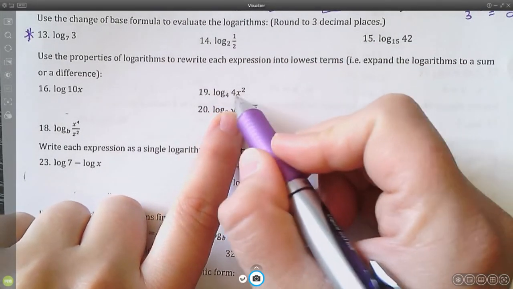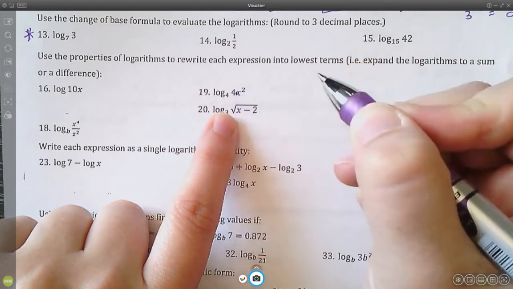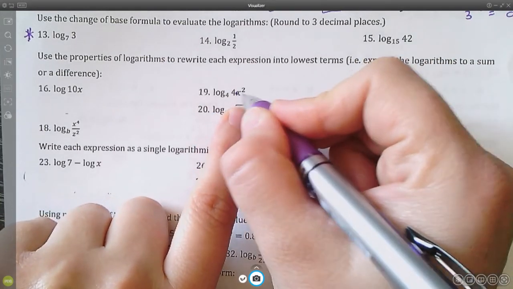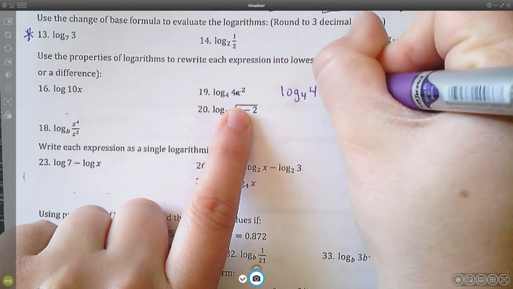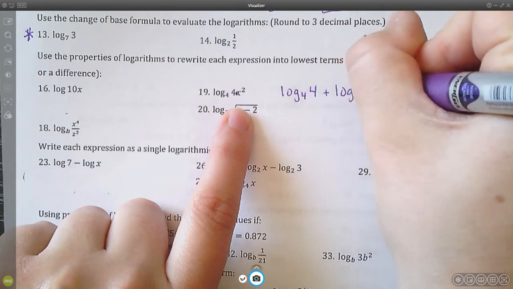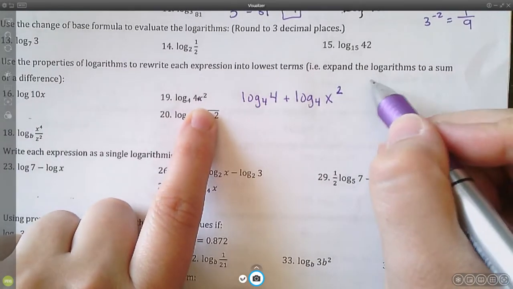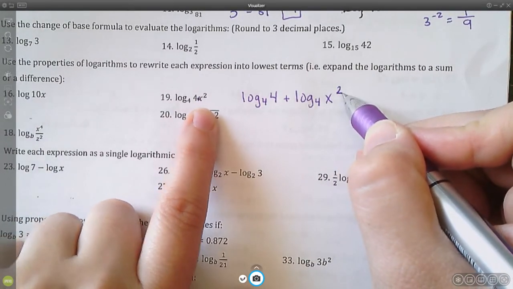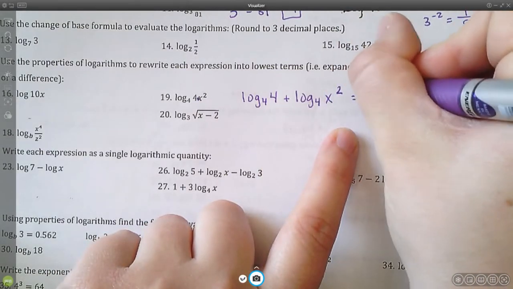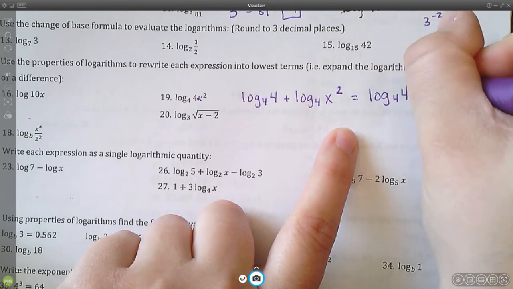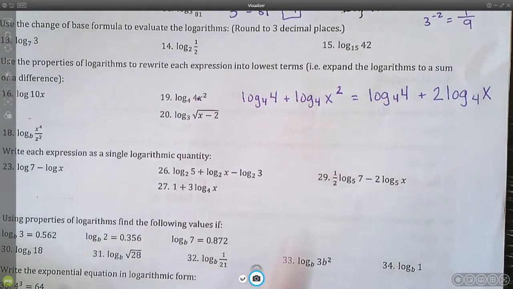So this is really log base 4 of 4 times x squared. If you have a times in there, that's the same as saying log base 4 of 4 plus log base 4 of x. But then there's also a squared here. So where does this squared go? Well, this squared can actually just go out front here. So log base 4 of 4 plus 2 log base 4 of x. And I think that's all I wanted to do.